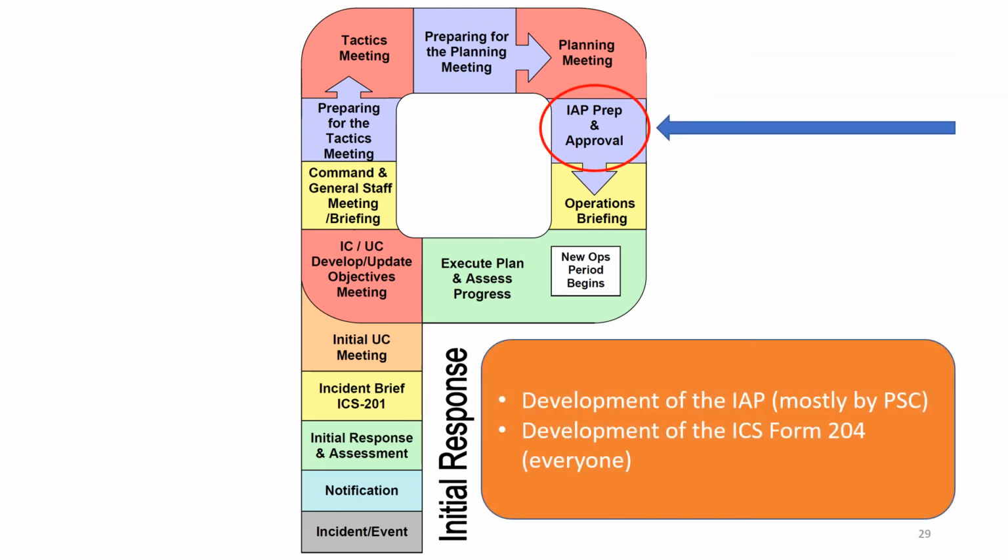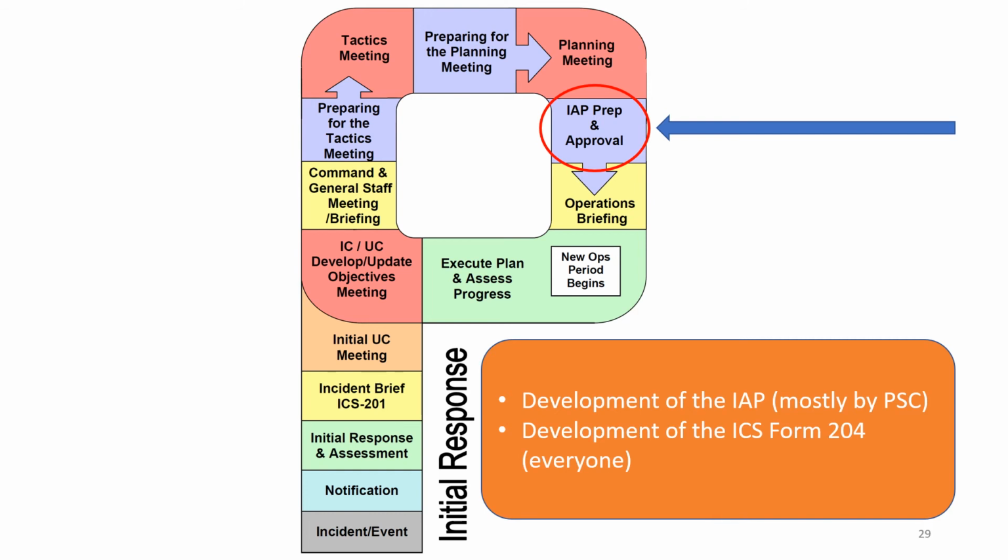Upon completion of the planning meeting, IAP preparation and approval time begins. This is the time when Incident Action Plan and the ICS 204 form are developed. Incident Action Plan will cover every aspect of the response for the duration of upcoming operational period. Medical plan, communications plan, operations, safety, stakeholder engagement, public information requirements, and so on.